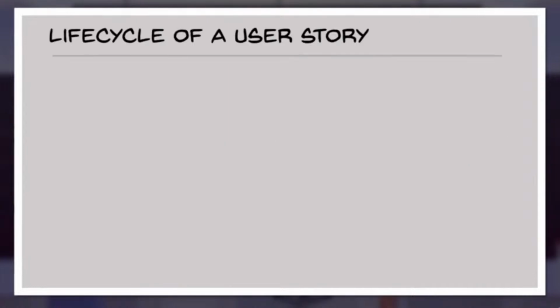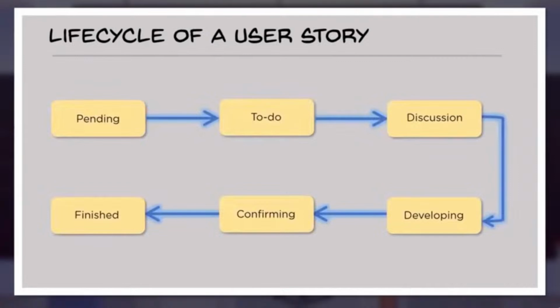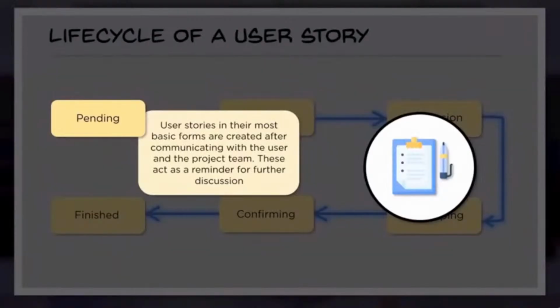So how does it go? It involves, right from the point of pending to do, then discussion, then developing, confirming, and then finished. When I say pending, I'm basically saying user stories in their most basic form, created after communicating with the user and the project team. These act as a reminder for further discussion. It is the first level of understanding on user stories in the basic form, which will help in further discussion and taking a call on that.